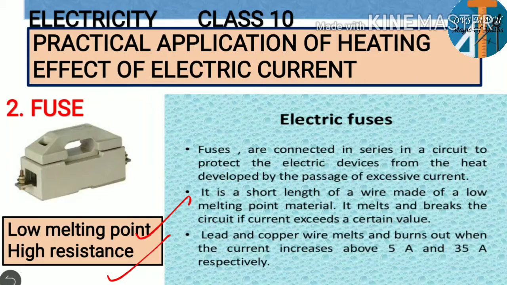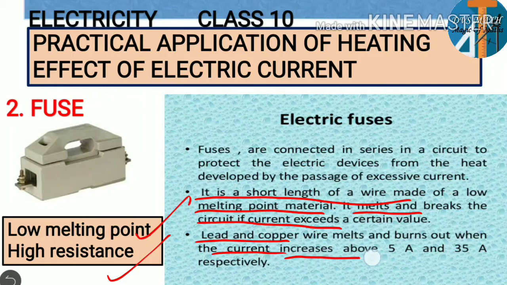You can observe it is a short length wire made up of low melting point metal, and this metal melts and breaks the circuit when the current exceeds the limit. Observe here, the lead and copper wire melts and burns out. Here it is mainly made up of lead, and in the bulb it is made up of tungsten, and lead has a lower melting point.